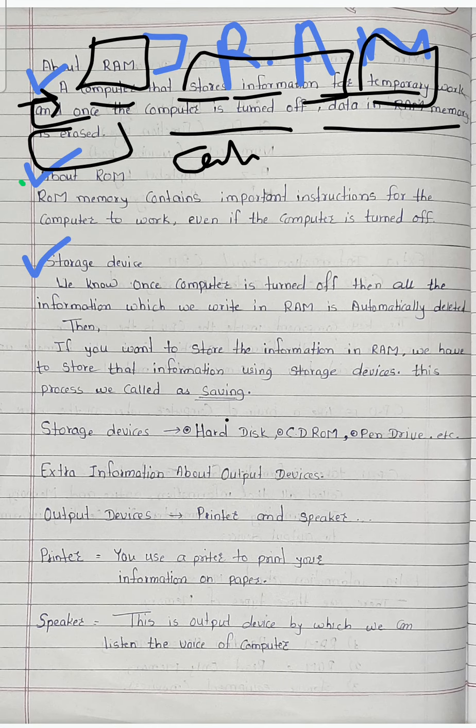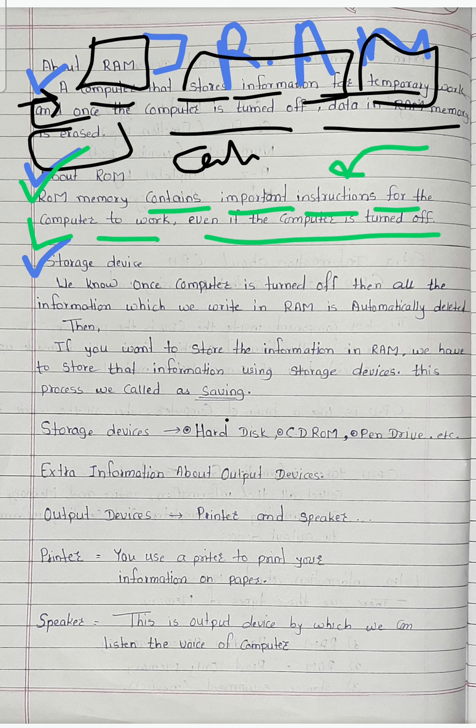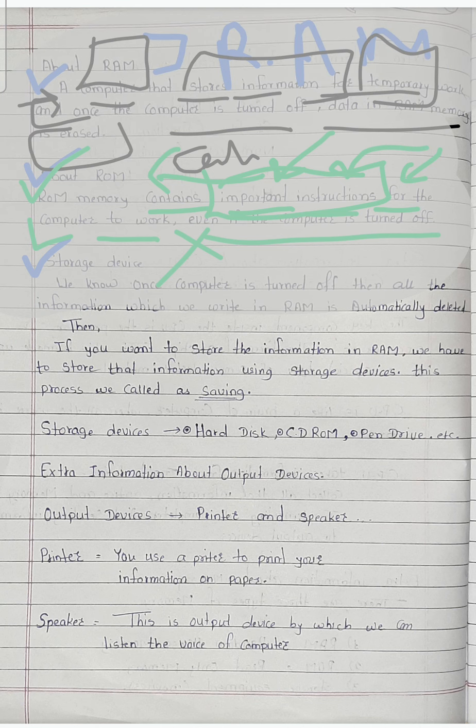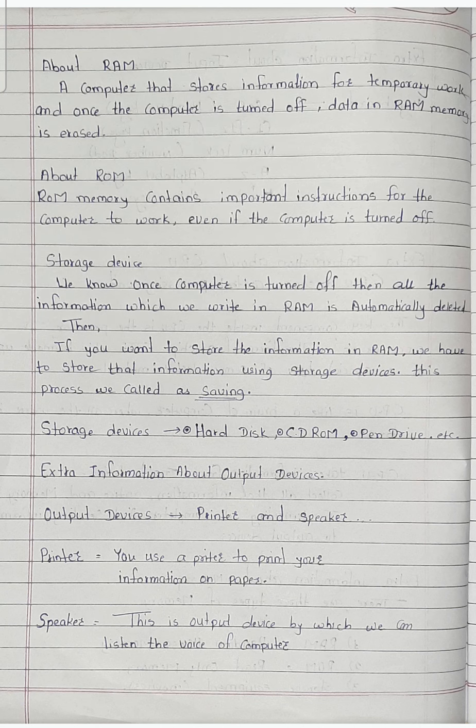But the ROM memory contains important instructions for the computer to work even if the computer is turned off. If you turn off the computer, no data is erased from the ROM memory. It is stored, and it contains the more important instructions. Why? Because this storage is very important. So in a ROM nothing is deleted when you switch off the computer, but in the RAM the data is erased.